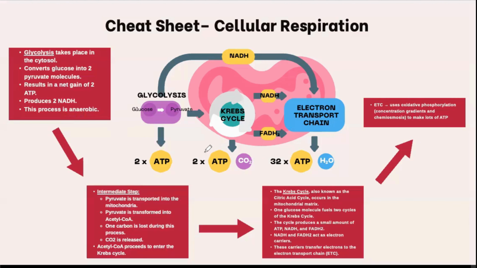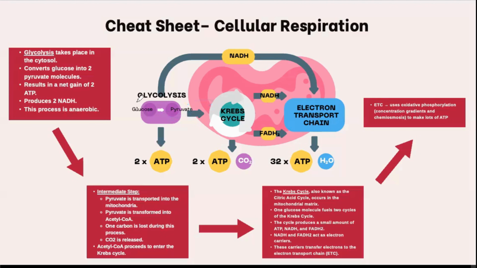Okay. Now let's go to the second step, which is the intermediate step. You don't really see this process listed in this picture here, but it covers this arrow here. We're going to go into more details later on in the video. The goal of this intermediate step is to take this pyruvate and transport it into the mitochondria itself.